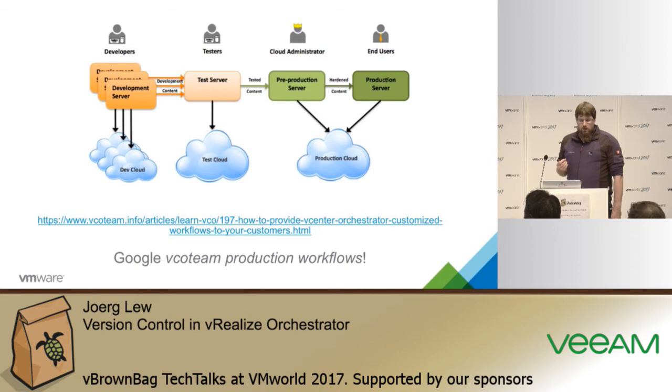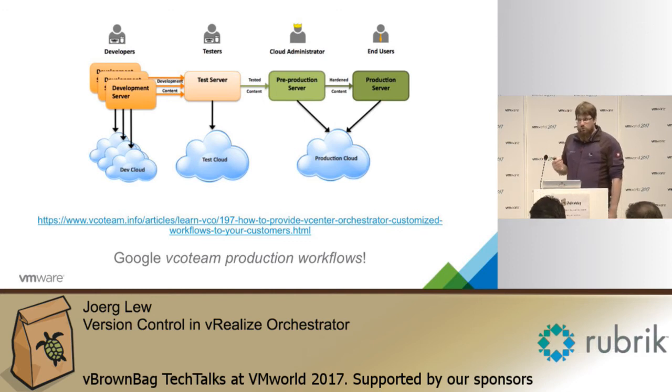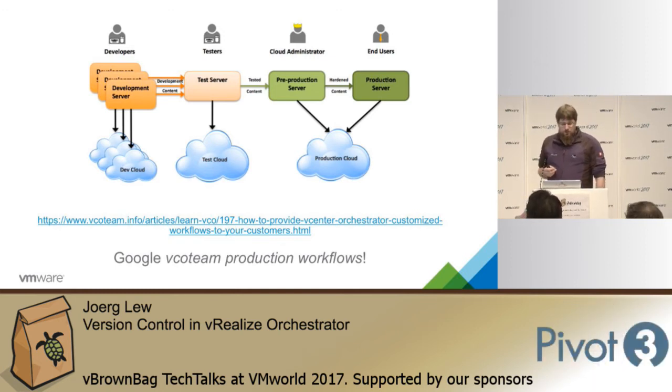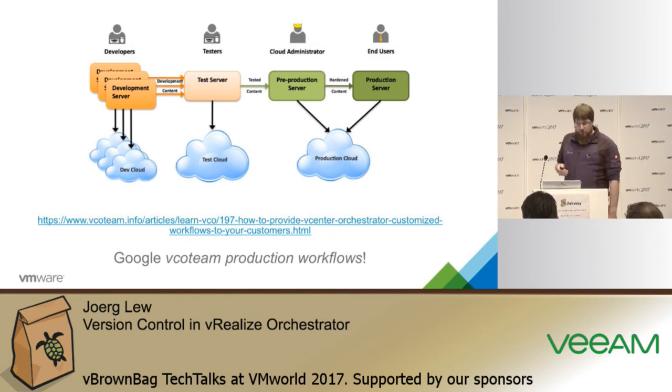So you can consider your Git repository, for example, as the single source of truth for the state of the workflows, and then export the folder from your Git repository into a file system and import them into the different orchestrator servers. To get some more information about the whole software development lifecycle, check out the link here, the blog article on the VCO team blog. It's quite an old article, but the concepts are still very valid.